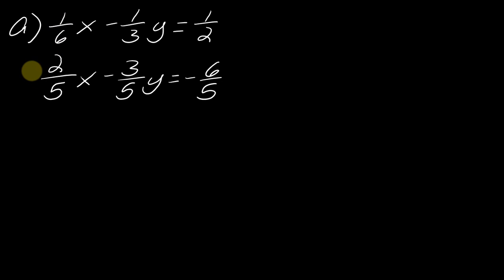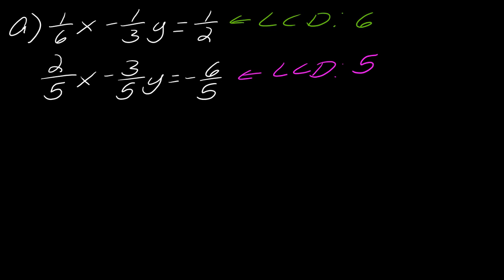To clear the fractions, what you want to do is find the LCD of all of the fractions in that particular equation. So looking at this first equation, what would the LCD be? I've got 1/6, 1/3, and 1/2. So the LCD of all those fractions would be 6. And then for this other one, this one has 2/5, 3/5, and 6/5. This is just 5, right? They all have the same denominator, actually. So what we're going to do is multiply all of the fractions by their respective LCD so that we can get rid of the fractions.